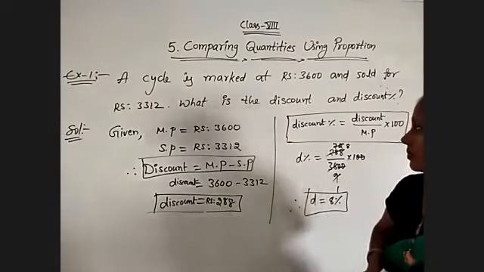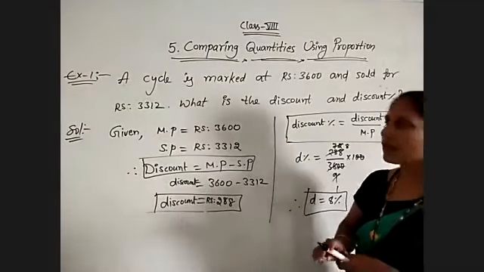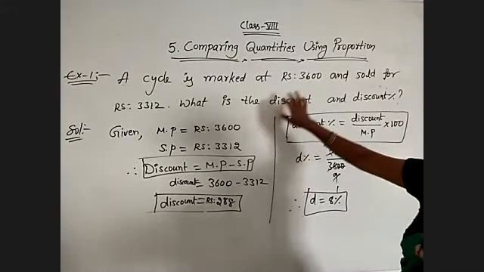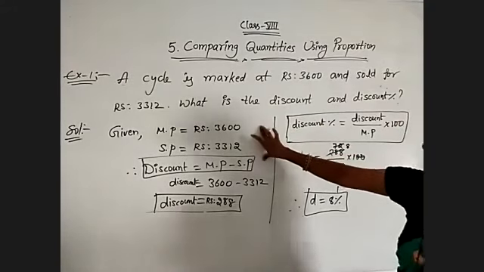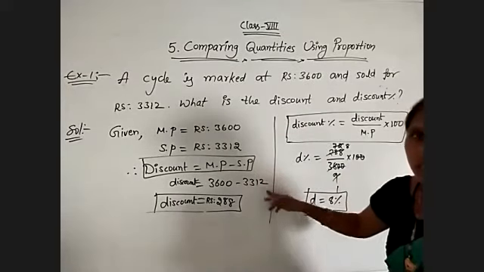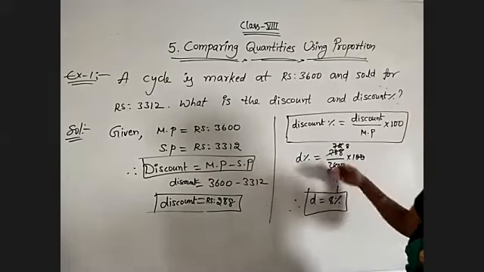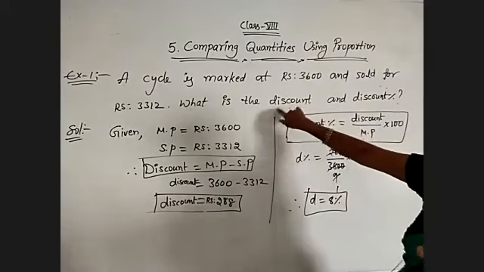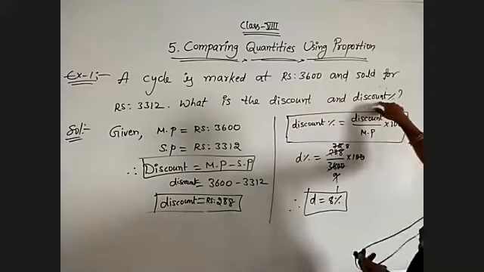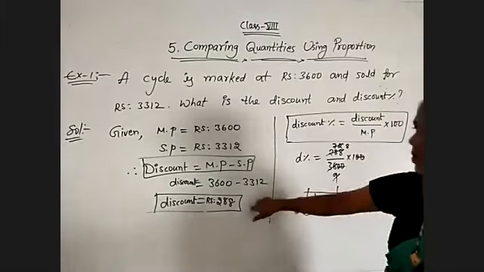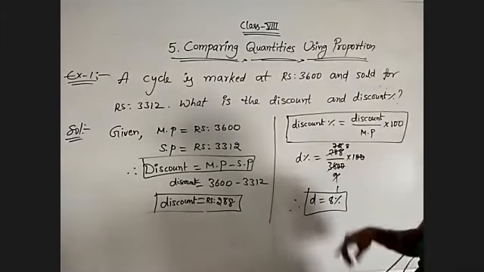Once again I am telling, whenever questions like these are given, first of all identify which values are given and write the given data. After that, depending on the given values, choose the related formula and simplify. Directly they may ask the discount percentage without asking what the discount is. In that case also, first we have to find out the discount. Then only we can use this formula.